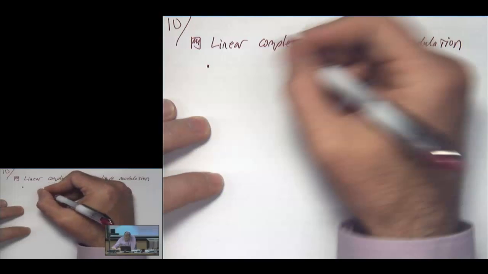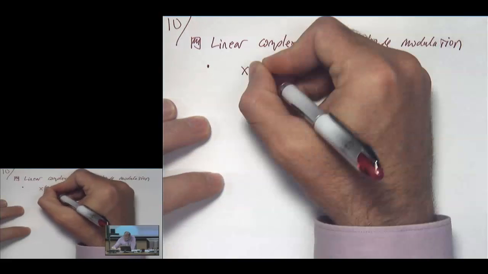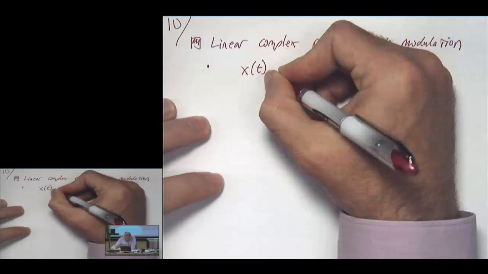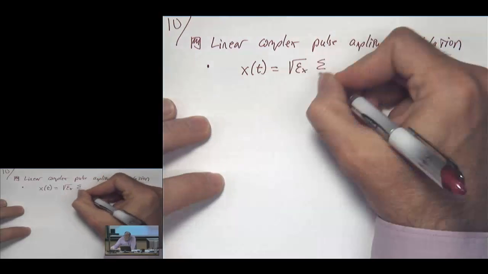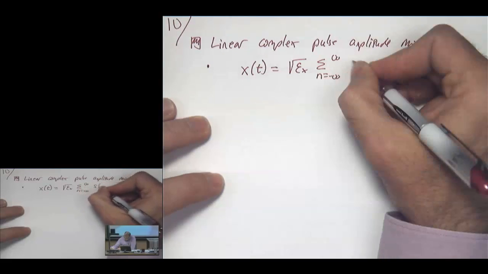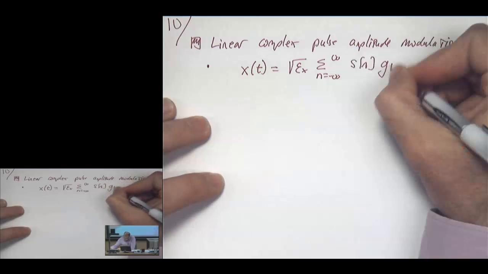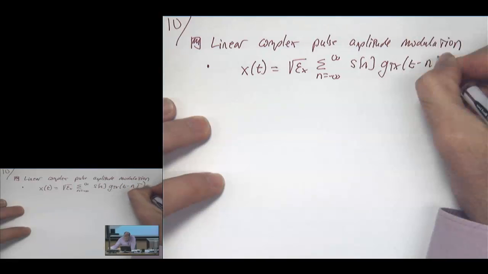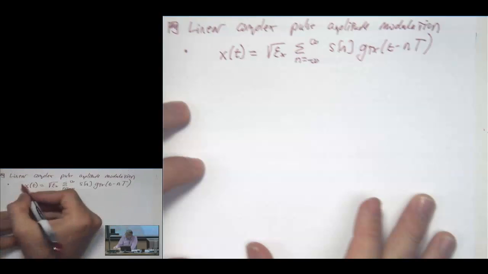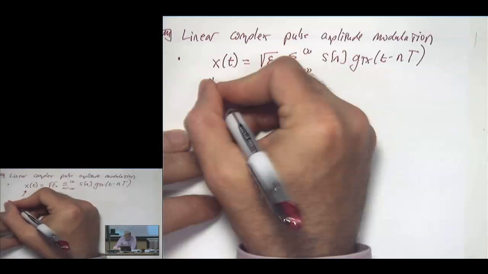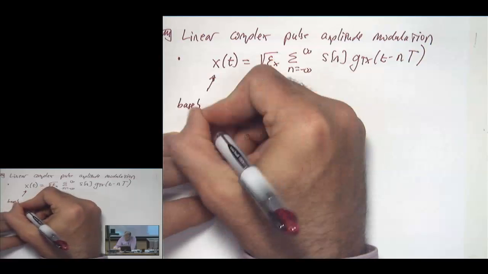So our baseband signal, x(t), is the square root of E_x, the sum over n from minus infinity to infinity of s[n] g_TX(t minus nT), capital T here. So this is my baseband signal.